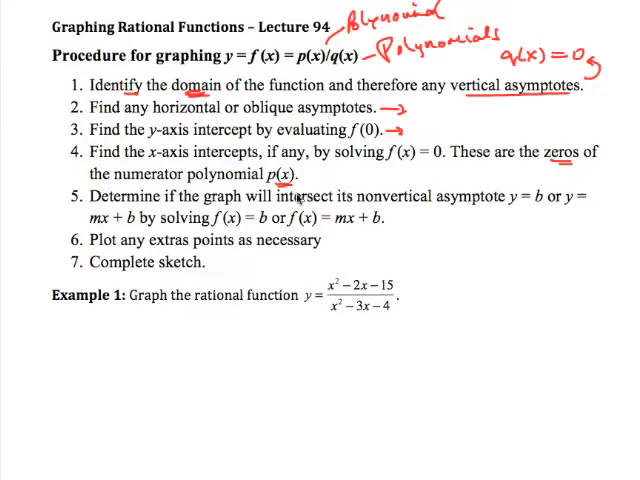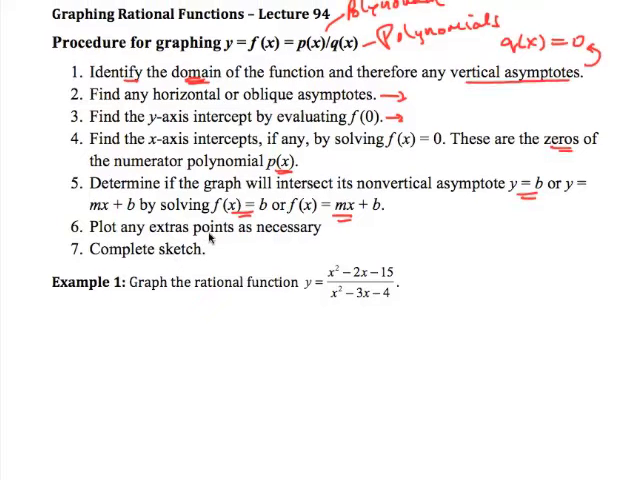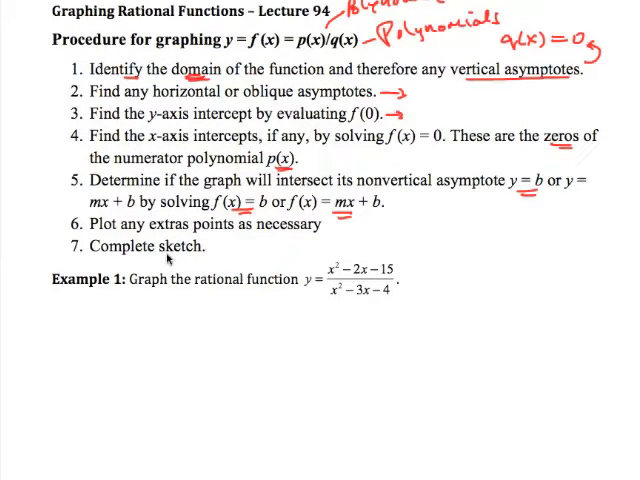And we're going to determine if the graph will intersect its non-vertical asymptote, because sometimes it can. Of course, a horizontal asymptote will have the form y equals b, and an oblique asymptote will have the form y equals mx plus b. So we need to solve which one of these it's going to be to see whether or not we actually get an intersection point. Then we're going to plot any extra points as necessary, and complete the sketch.